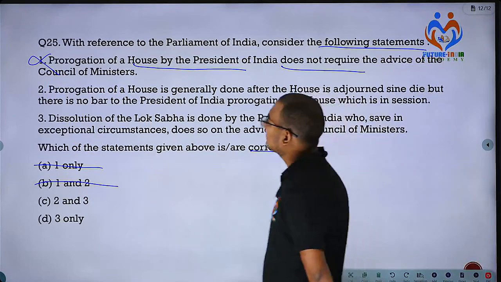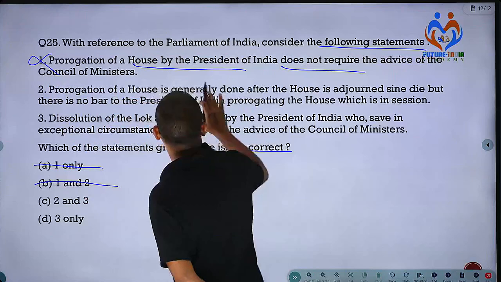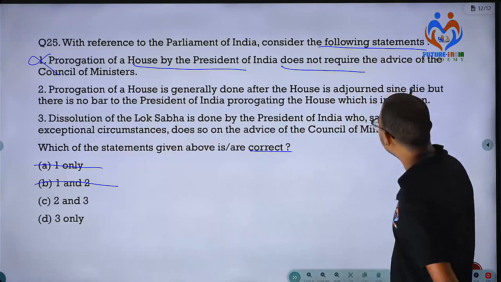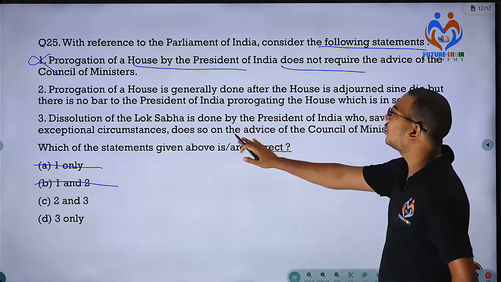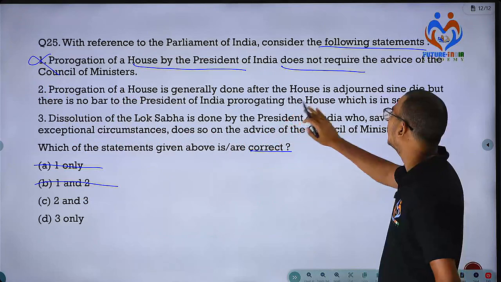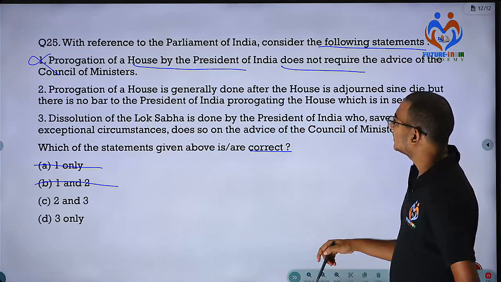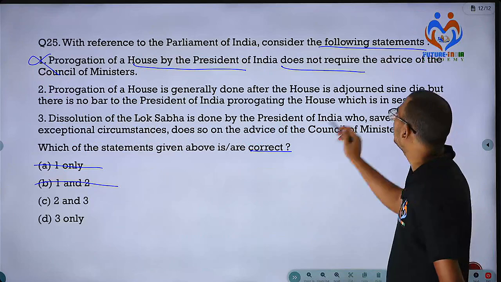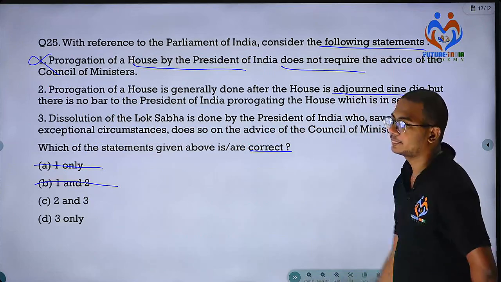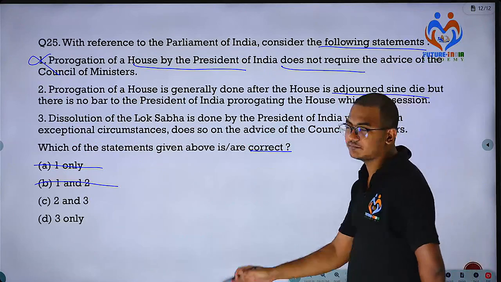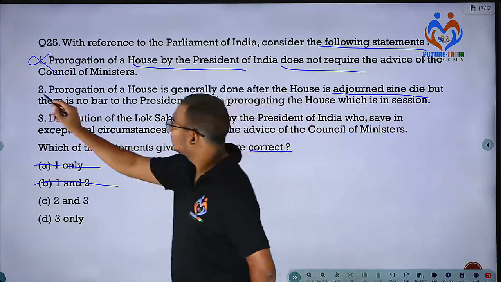So let's see the second one. Prorogation of the House is generally done after the House is adjourned sine die. There is no bar to the President of India prorogating the House which is in session. See, actually this is correct. Always prorogation will be followed by adjournment sine die. After how much time it is not specified, so it is correct.